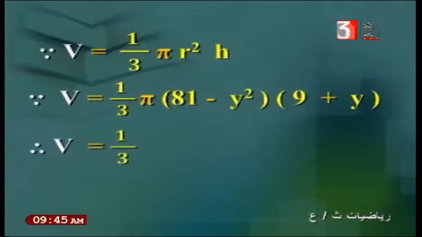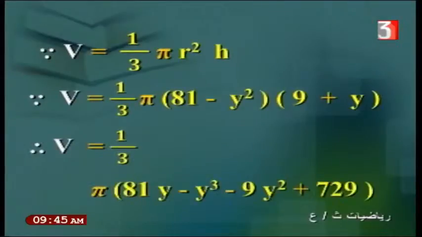Then the volume V equals one third pi multiplied by 81y minus y cubed minus 9y squared plus 729. This is a relation between two variables, the volume of the cone and the height of the cone.